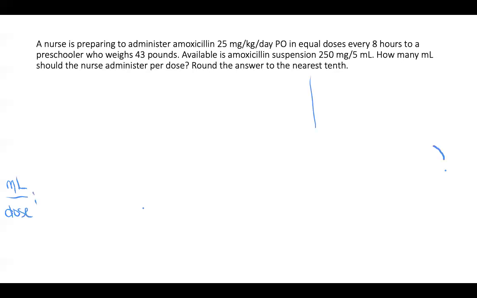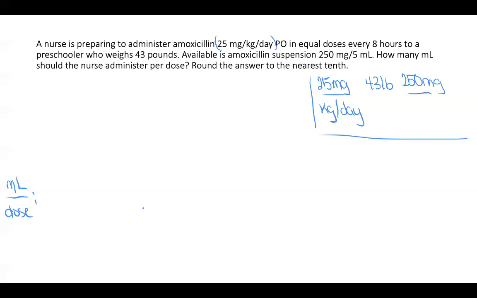Okay, step 2 is to build our box. Let me just erase this. In our box goes our order, which is right here, 25 milligrams per kilogram per day, 25 milligrams over kilograms per day. We need the weight of the patient, which is 43 pounds. And we need what we have available, which is 250 milligrams per 5 milliliters.